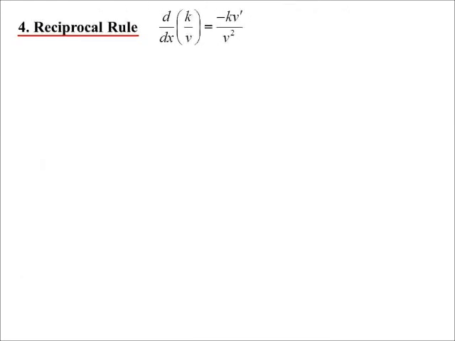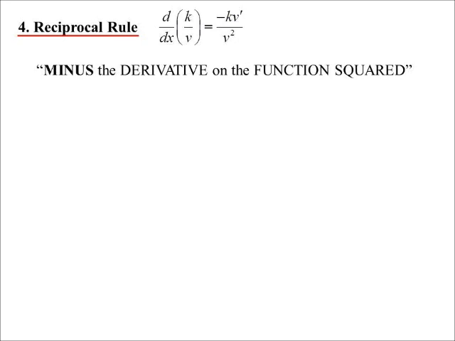Now, the reciprocal rule. This is a special rule between me and you. You won't find it in any textbook. Okay? It's for a specific case when you have the constant on the top of the fraction. So that's why we call it the reciprocal rule, because if it was just 1 on the top, 1 over the function, that's the reciprocal. That would be the formal solution. It's simply minus the derivative on the function squared.